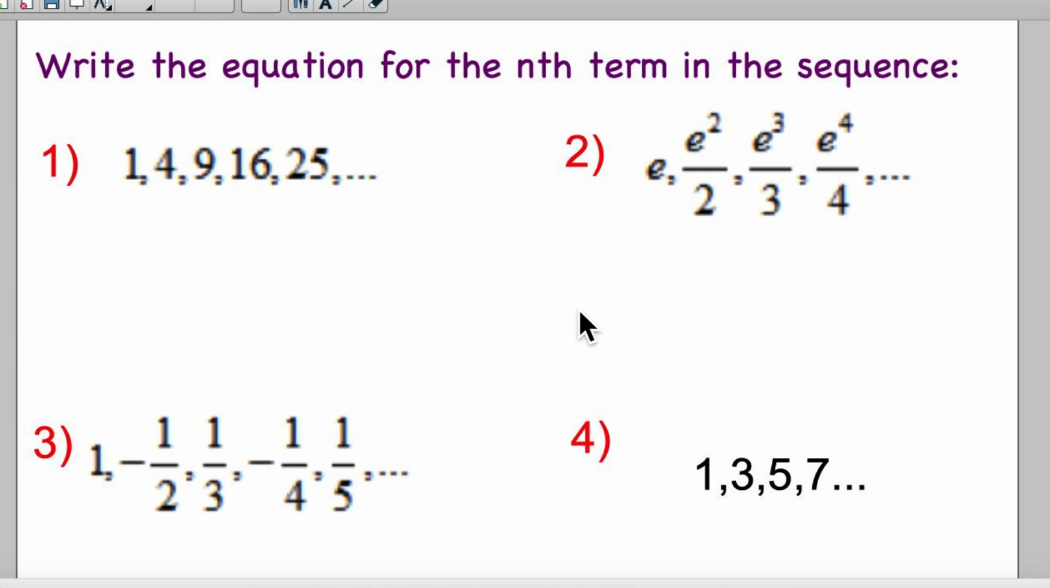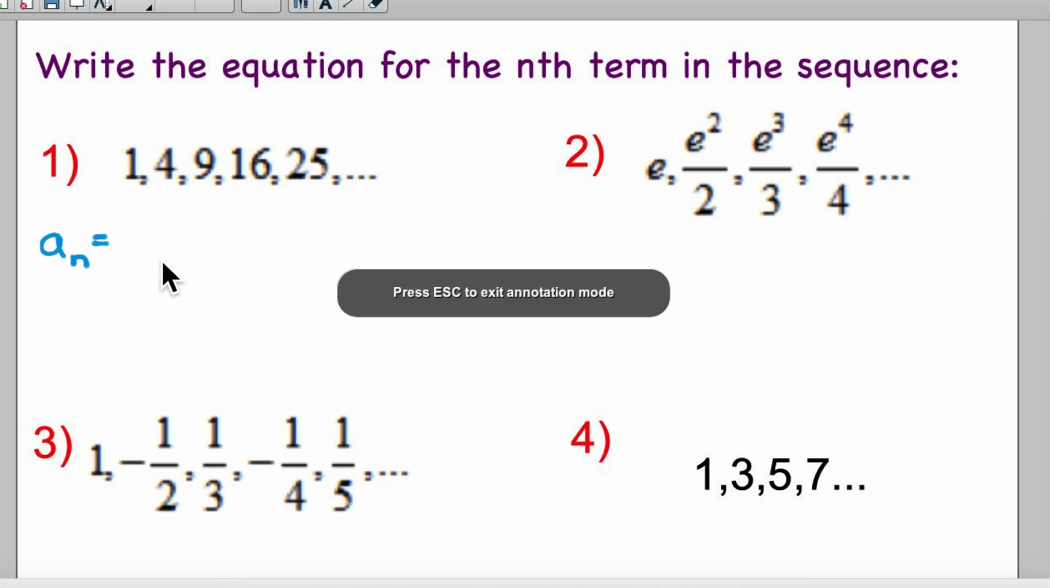All right, so for this first one, we're talking about the nth term. So I'm going to write a sub n equals something. If you look at the numbers, you have 1, 4, 9, 16, and 25. How can I write them? If you notice, they're all perfect squares. So these are all squares.